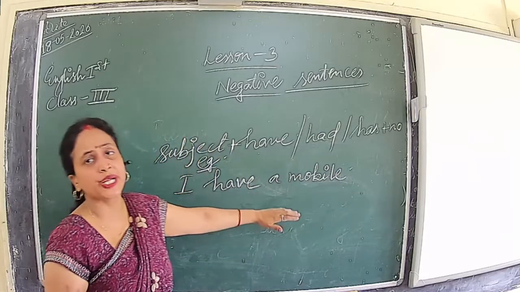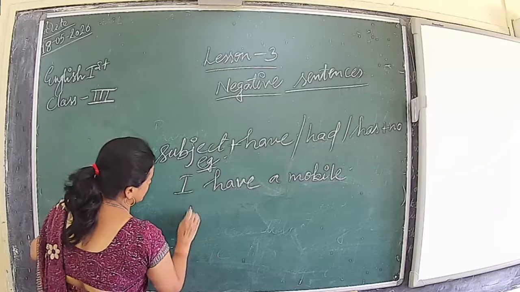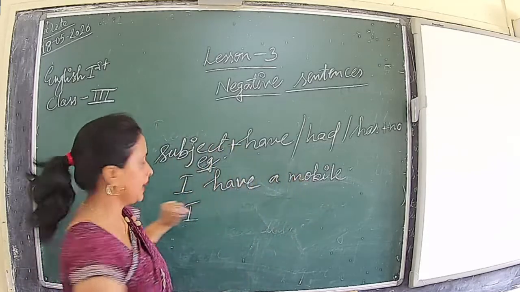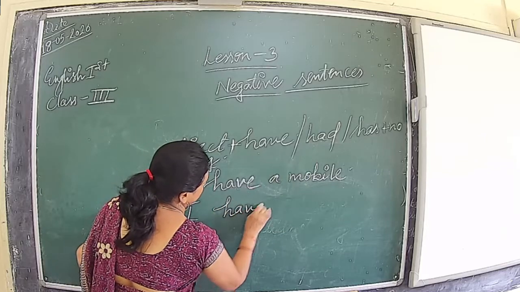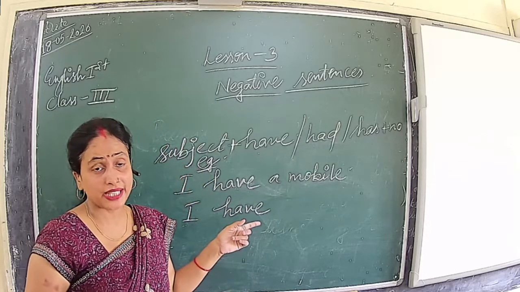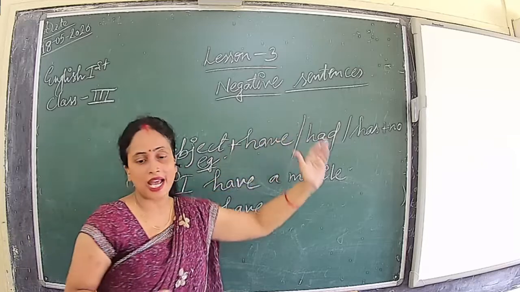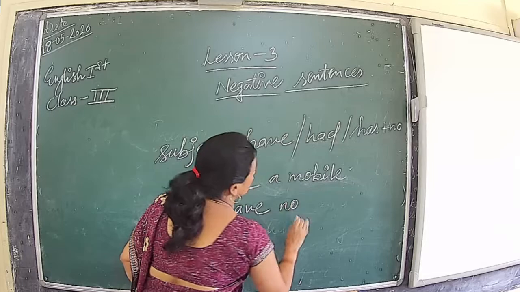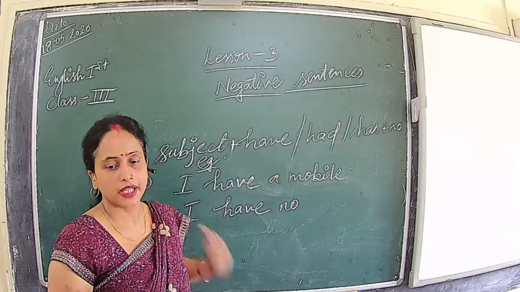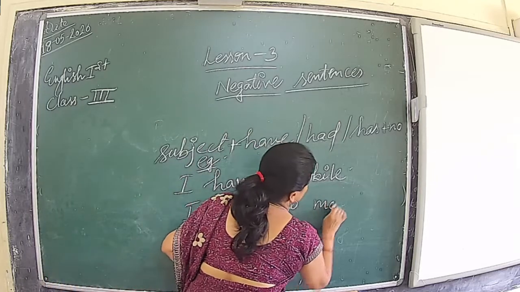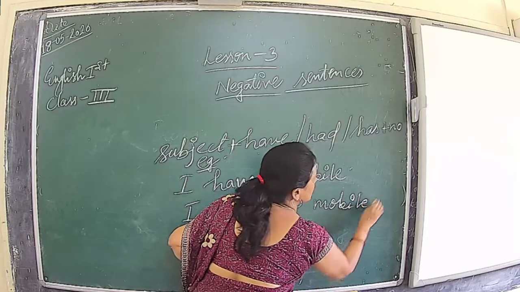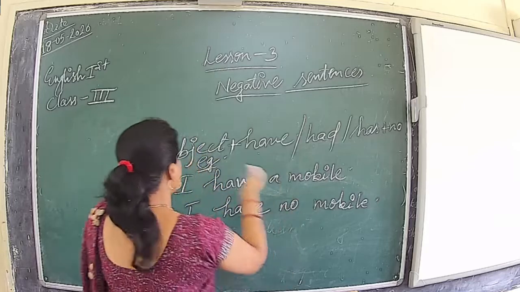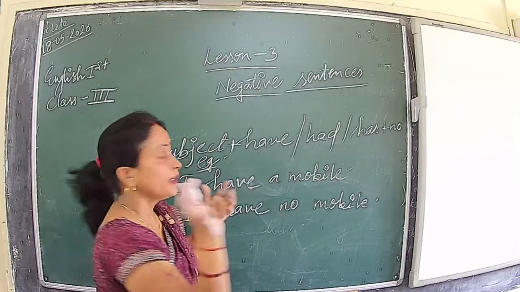When you are changing into a negative sentence, it will change like this. I is the subject, I have, and what are we using with that? With have, had or has, we are using no. So, I have no what? Mobile. So, I have no mobile. Like this you have to choose. These rules you have to learn by heart. It is very easy to change into the negative sentence.